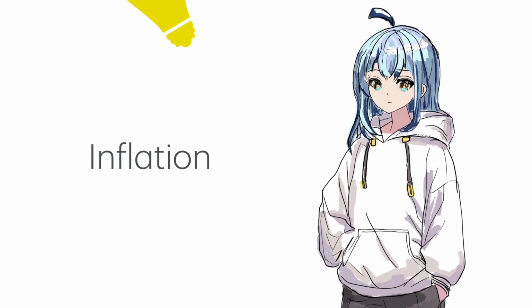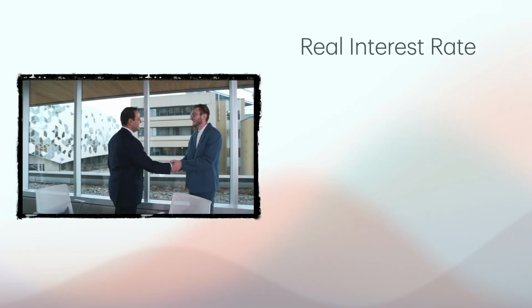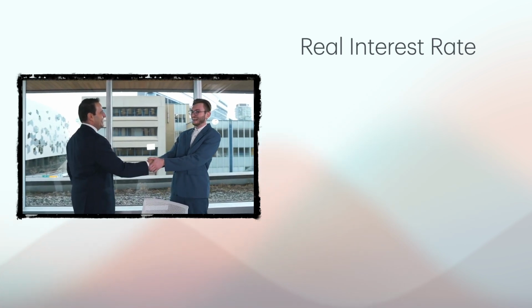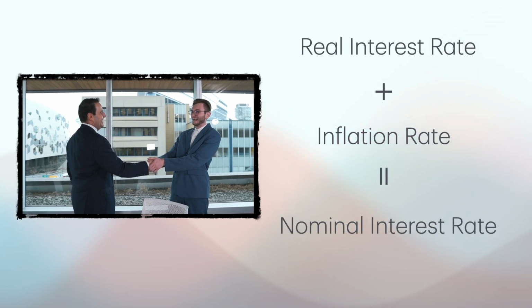Obviously, in the real world, people are smarter. When bankers lend money, they would have a real interest rate that they want to gain out of the deal in their mind. Then, to offset inflation, they would add the inflation rate onto the real interest rate to get the nominal interest rate that they'll actually charge.